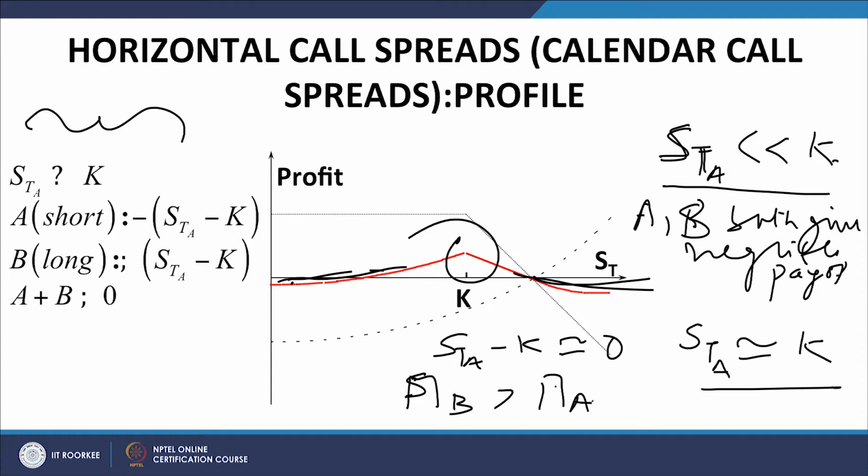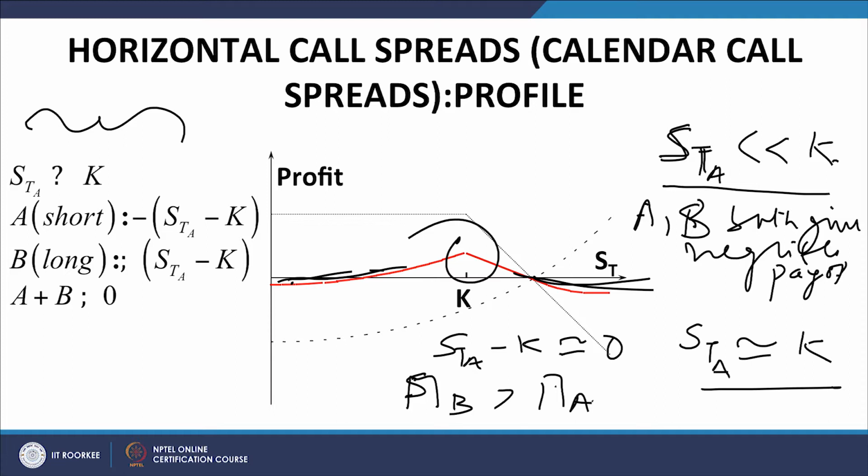What does that give us about the total payoff? The total payoff again becomes more or less negligible. Remember, this is short, this is long. So, the total payoff will again become negligible in this region.